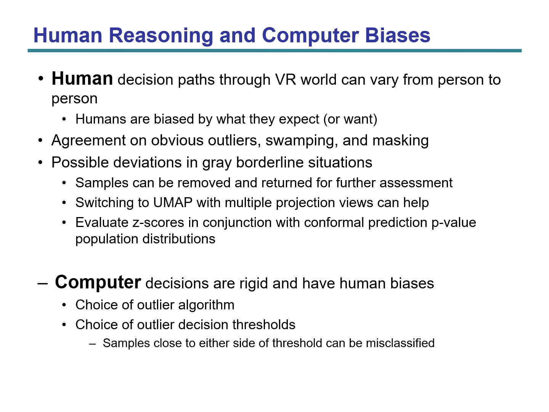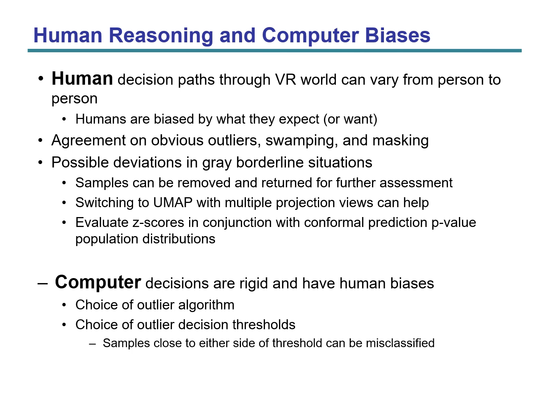So obviously you might be thinking that there's going to be some biases here, but you know what? Computers have biases too, believe it or not. Yes, the path through this VR landscape is going to depend on which user is doing it, because humans are biased to what they expect or what they want to see. But we think there will be agreement on what are obvious large outliers and obvious swamping and masking situations. Those will be more black and white type decisions. The deviations from person to person, the human biases, will come in on those gray borderline situations.